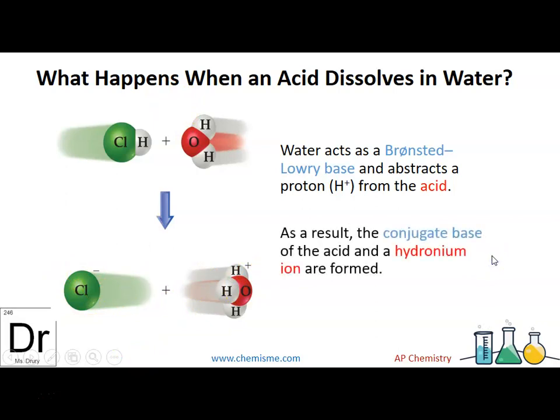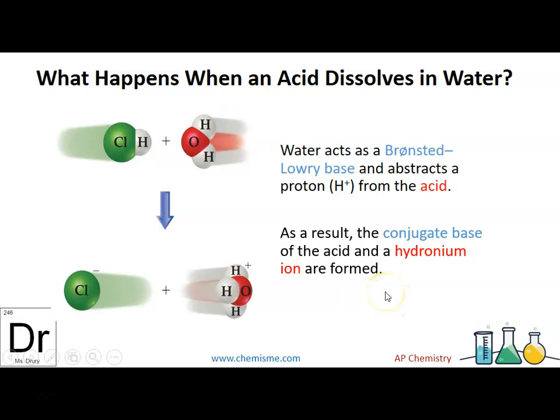As a result, the conjugate base of the acid and a hydronium ion are formed. So notice that there's something called a conjugate, whatever it turns into. Like when you conjugate a verb in a Spanish or foreign language class, it looks like the same root, it just has a different suffix. The same thing's going on here. This is the same chlorine, it just doesn't have the hydrogen. This is the same particle, it just has a hydrogen. So HCl conjugates to chloride, and water conjugates to H3O+.